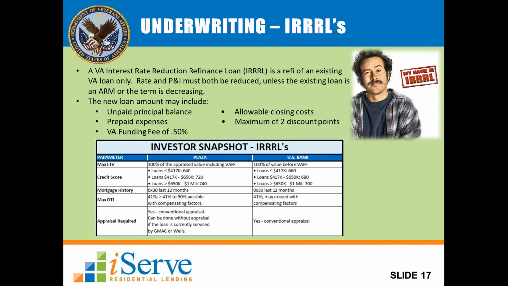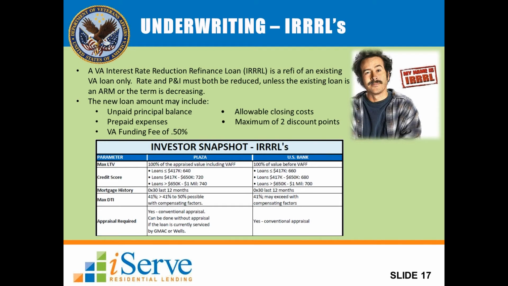Max DTI, 41% is the general guideline. And then they will allow up to 50 with compensating factors with Plaza. U.S. Bank, I found they like to leave their guidelines a little bit more vague. And they don't specify a max DTI, but will entertain a DTI in excess of 41 with compensating factors.